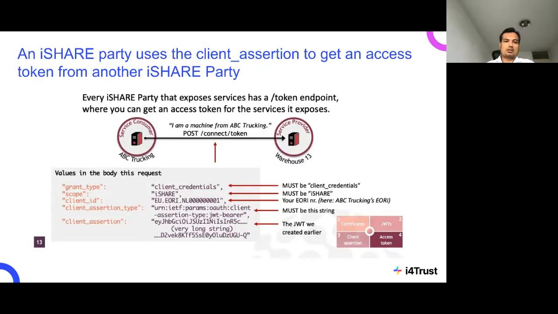It specifies, this is based on OAuth, by the way. So it's a token endpoint, and the grant type has to be specified, like client credentials. The scope is iShare when you want to exchange data with the terms of use, and you want to use the terms of use that you have agreed on iShare. And the client ID, what is the consumer's ID, and here is the assertion, the type and the assertion itself, the JWT that you need to send.